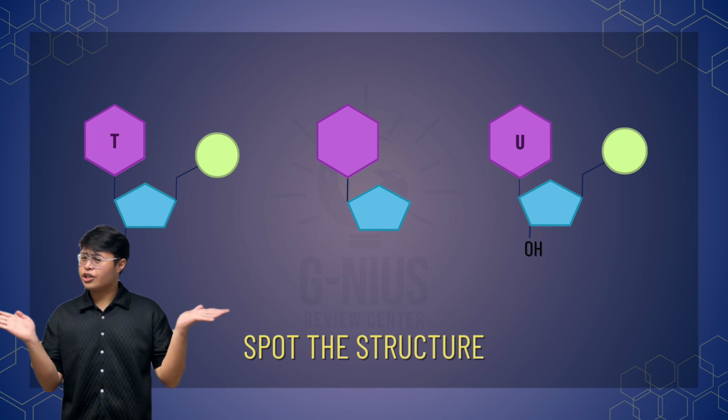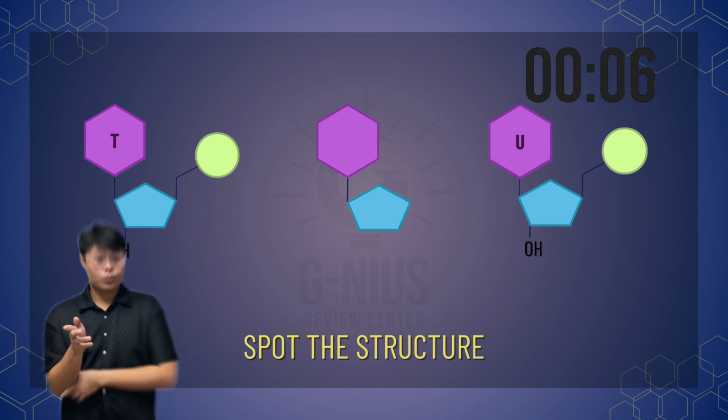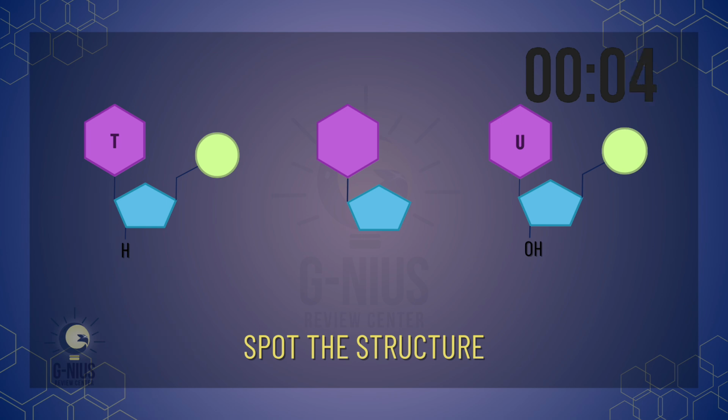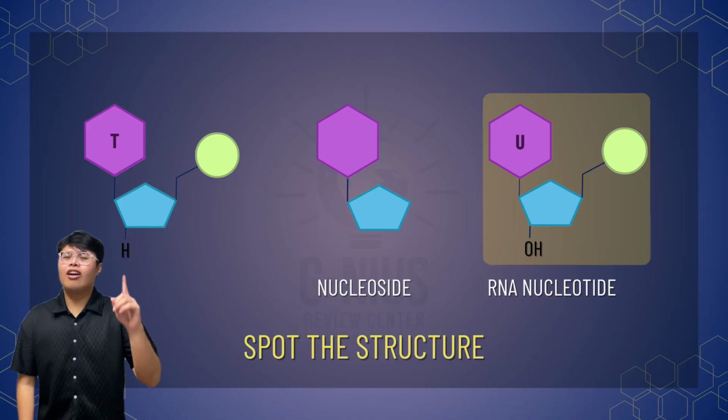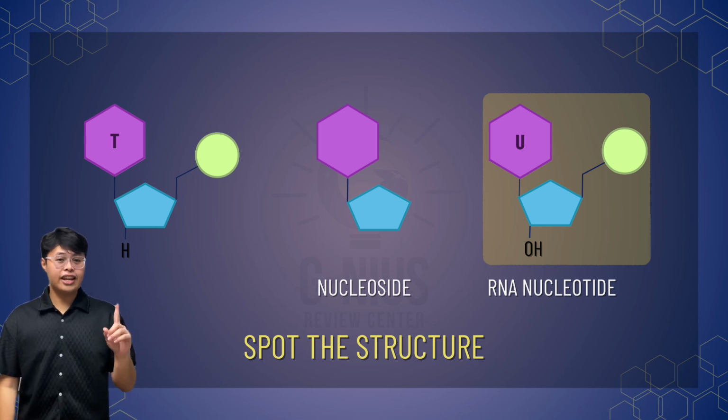Which one uses uracil? Done thinking? Here's the answer. RNA nucleotide, since it has uracil. Uracil replaces thymine in RNA, which helps distinguish it from DNA during cellular processes.